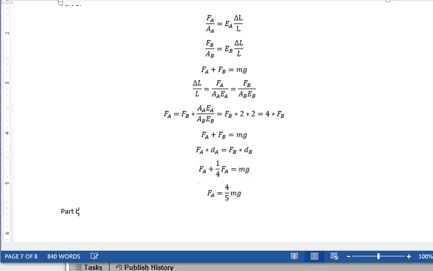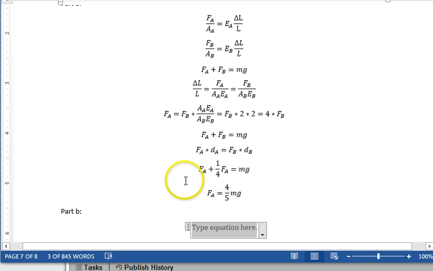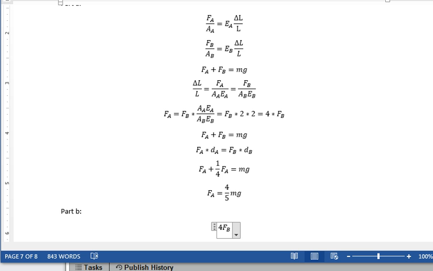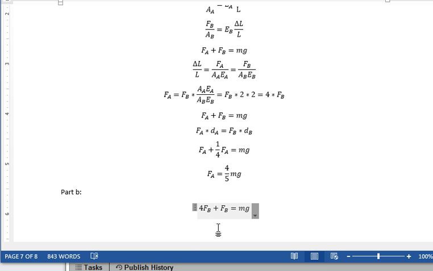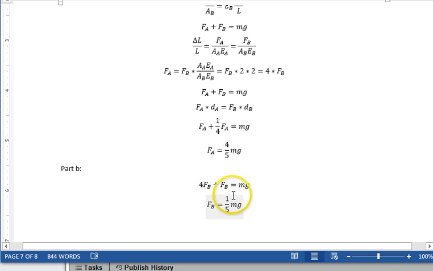That's part A. Part B, I'm going to take the same equation, FA plus FB equals mg. I'm going to stick in 4FB for FA, and that's going to give me FB is 1/5 of mg. That's great because that's 4/5 and that's 1/5, right?